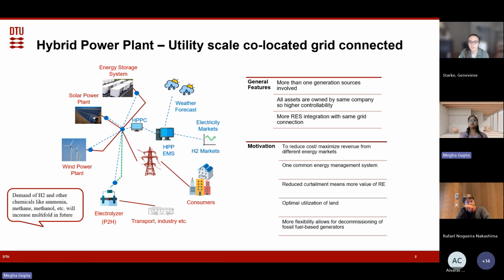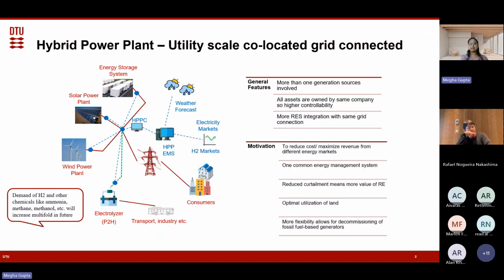The motivation behind studying this kind of co-located configuration is that we can accommodate more RES with the same grid connection, and there is an optimal utilization of the land, and even reduced curtailment because we have two anti-correlated renewable resources connected at the same point. So when wind is not available, maybe solar is there, so we can inject the power into the grid and vice versa. And on top of that, if we have excess of both wind and solar, we can also utilize the electrolyzer to produce hydrogen and increase the revenue for the hybrid power plant owner.